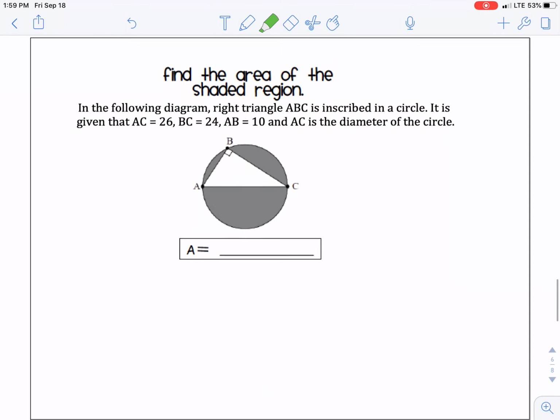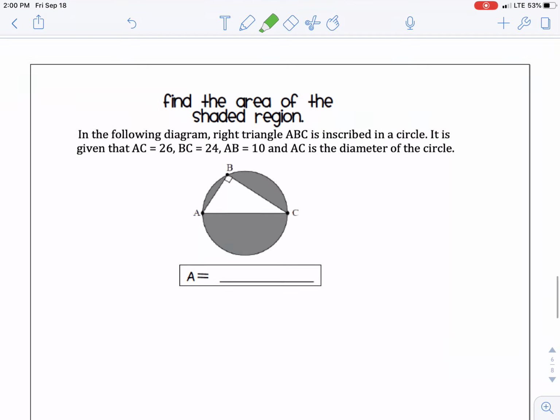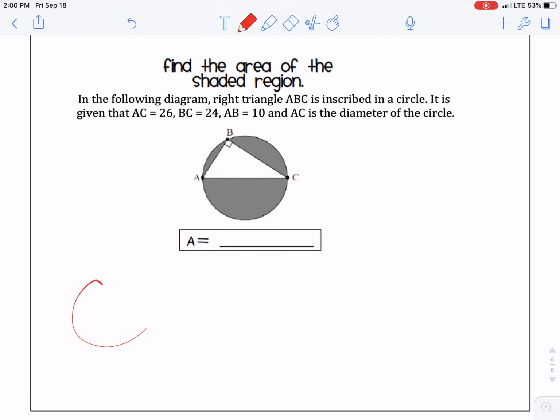All right, here we go. We've got a couple left. We're going to do the area of the triangle and the area of the circle. We want the shaded region. Why don't you guys pause it and try to find the area of the circle and the area of the triangle, right? Go ahead, pause it. Our idea is area of the circle minus the area of the triangle, all right?